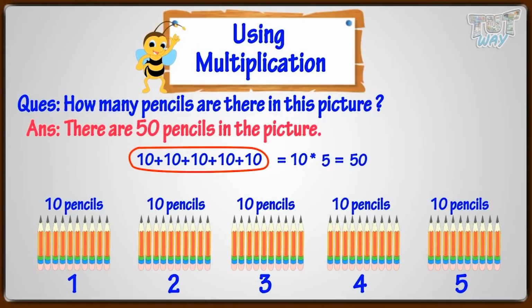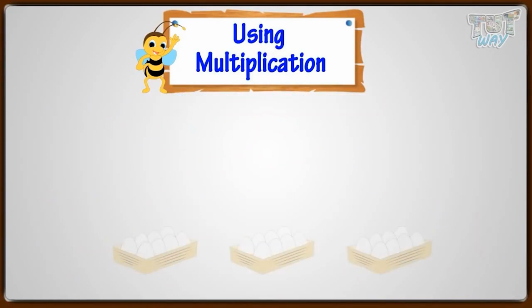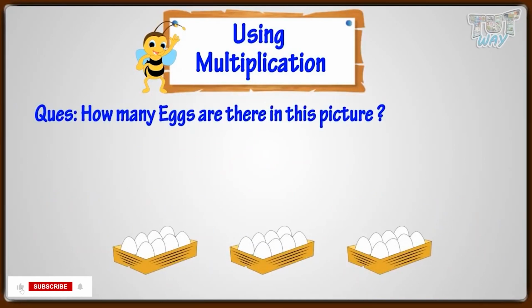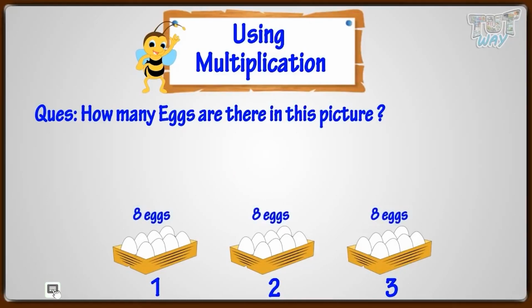Let's take one more example. Can you calculate how many eggs are there in this picture? 3 trays are there, and each tray has 8 eggs. So we need to add 8 3 times.